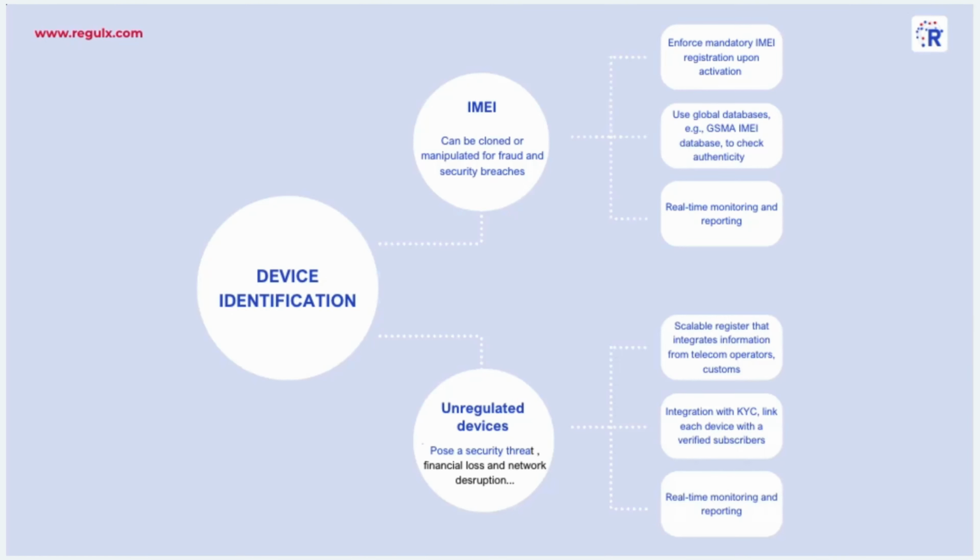For the unregulated devices, there should be a national register that integrates information from different institutions, from telecom operators and customs. This register should be integrated with the KYC, to make sure that each device is linked with a verified subscriber. This also needs real-time monitoring to make sure that some devices are not used by different subscribers, or a subscriber is not using the same SIM card with different devices, etc.